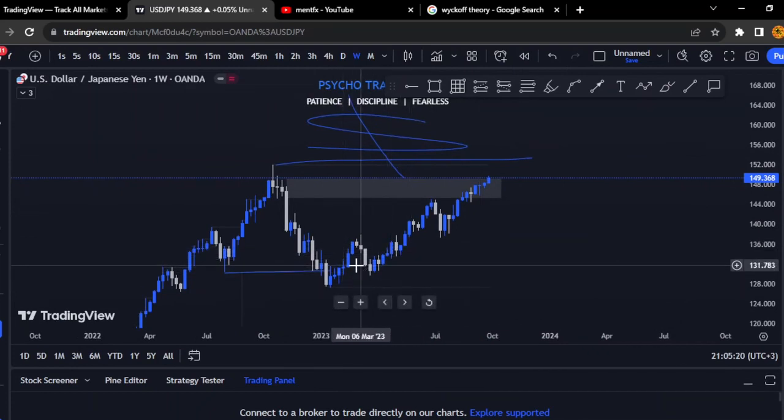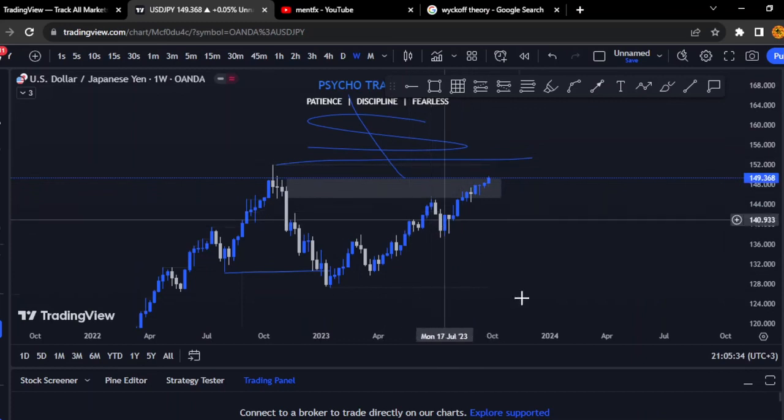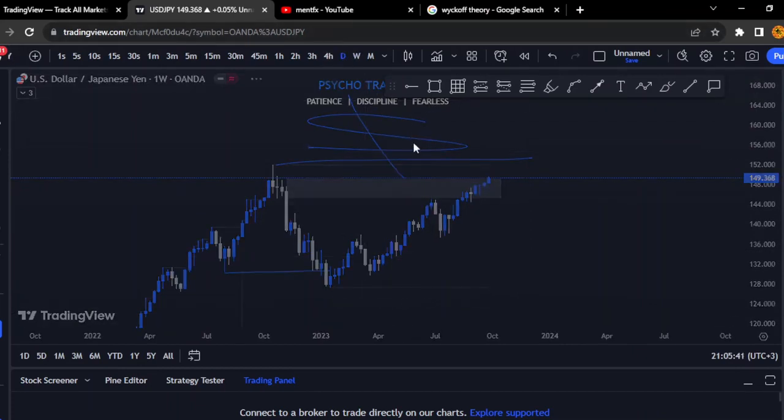We went up, came back, mitigated this 2.0 reaccumulative 2.0, continue to the upside, gives us a retracement, continuing to the upside. So guys, let me show you on the lower time frame what has happened. I show you how this model works.